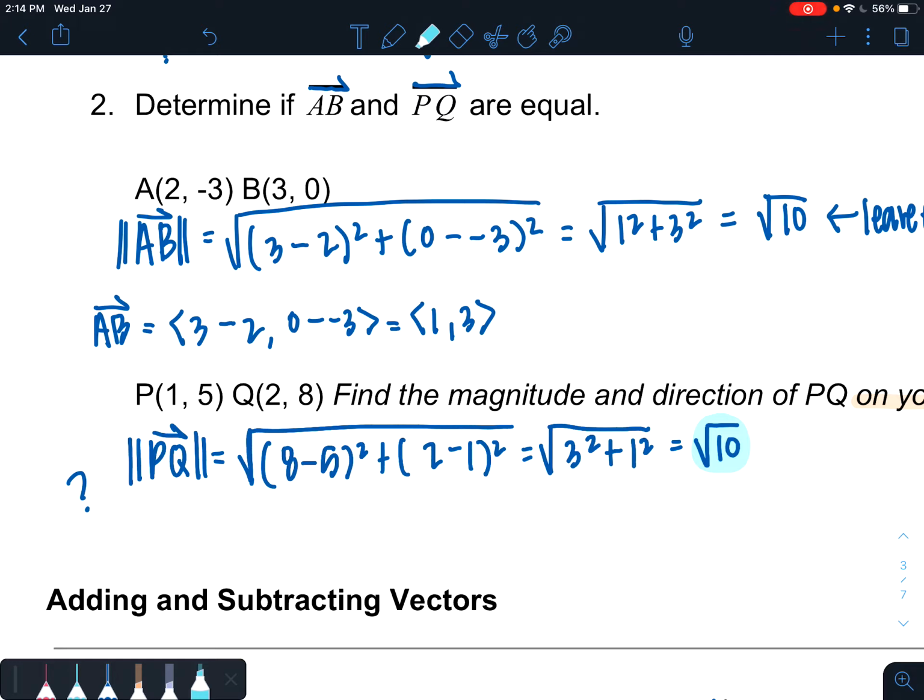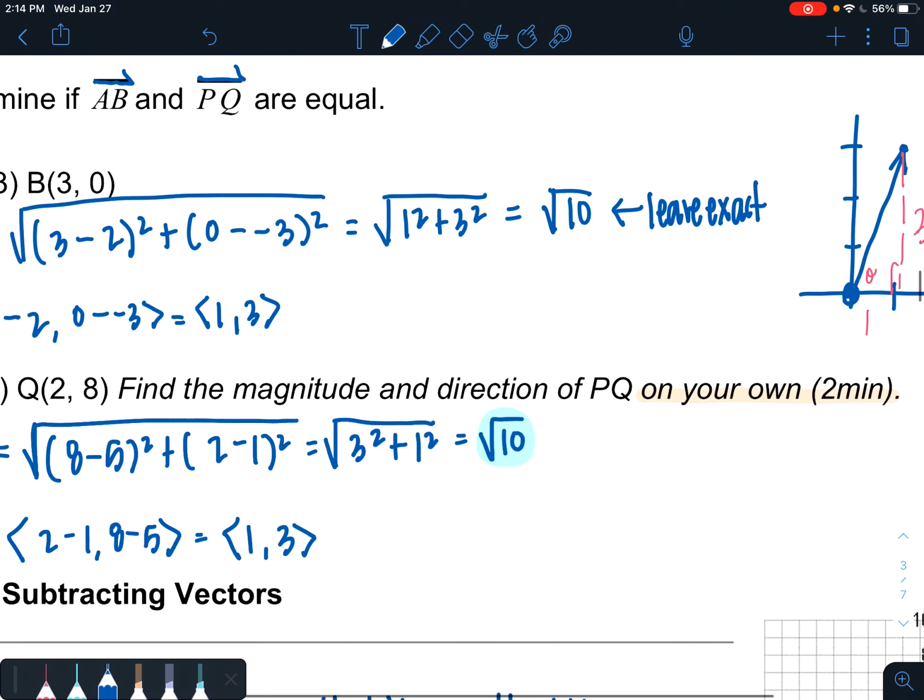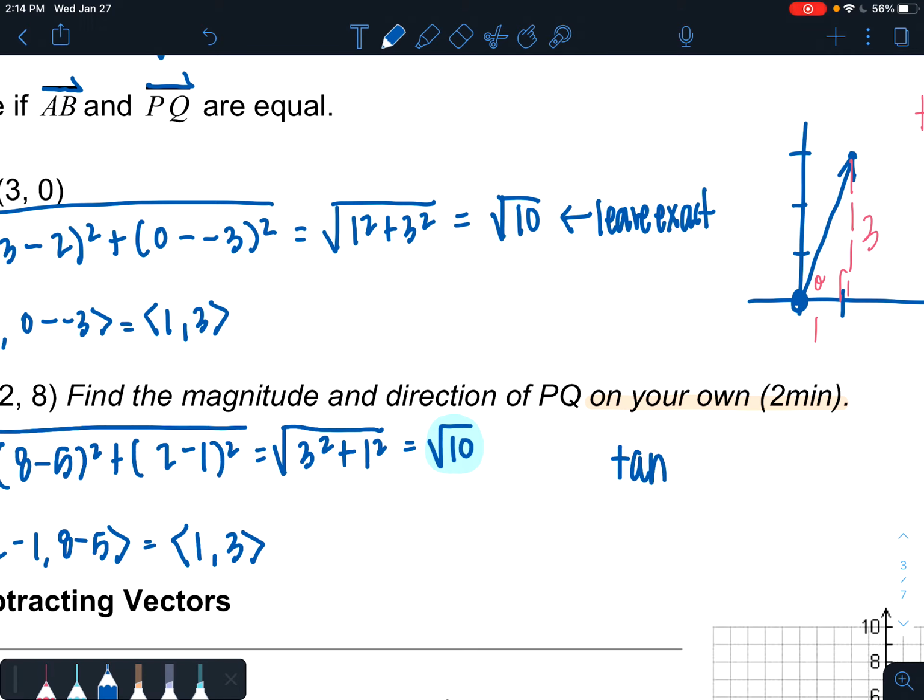If I were to write out what PQ is, what would that be? 2 minus 1, 8 minus 5, which is equal to 1, 3. Okay, so then if we were to draw a picture, 1, 3 would look like this.